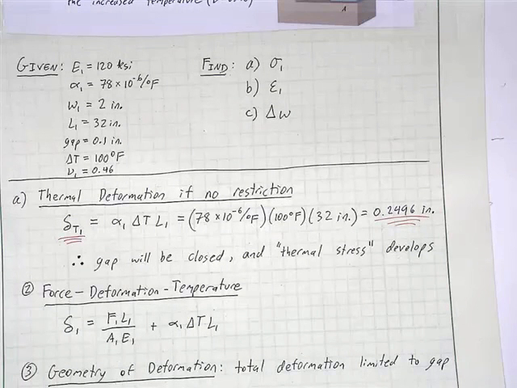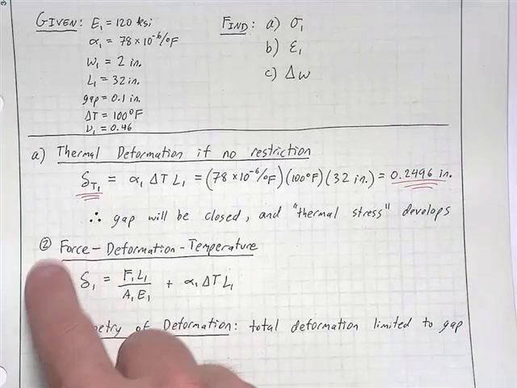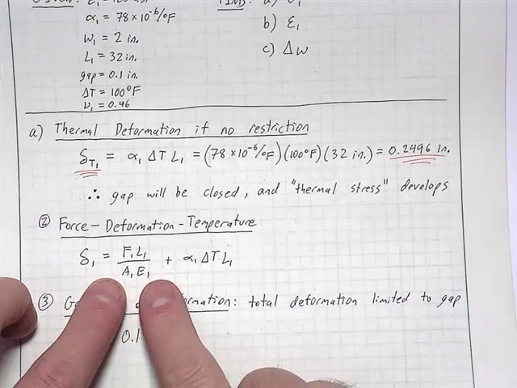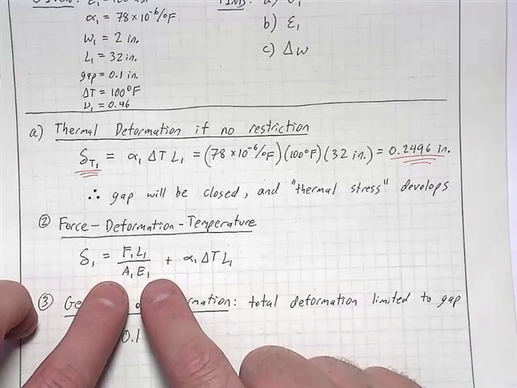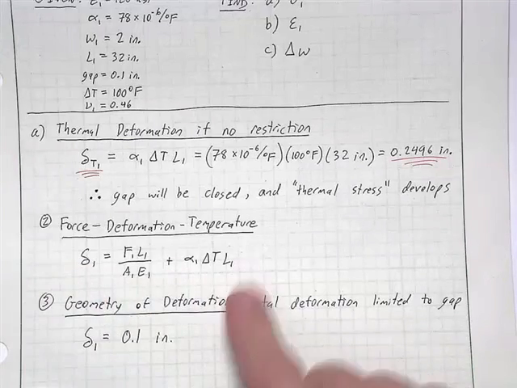It's actually going to be closed much earlier than that, and therefore we will have a non-zero stress that develops. We call it thermal stress because it is from the temperature, but it's really from a thermal deformation being restricted. So our next tool, we're just going to jump to the second tool here, which is force deformation temperature. That will be able to relate our deformation with the internal force, and now we have the part of the deformation associated with the internal force and the part associated with the temperature.